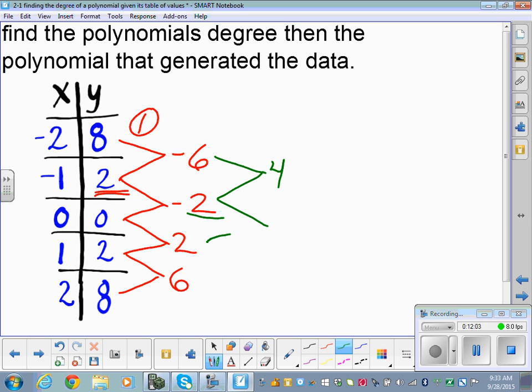Okay, let's take differences again. 2 minus -2. +4. 6 minus 2, 4. Do we get the exact same number the second time we take differences? Yes, so this is degree 2, or quadratic.